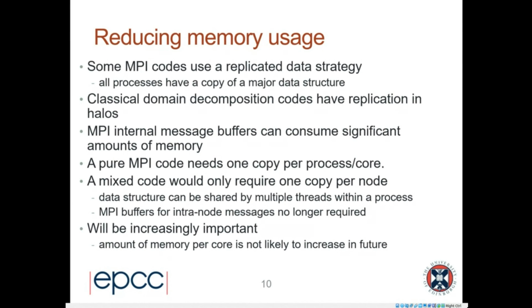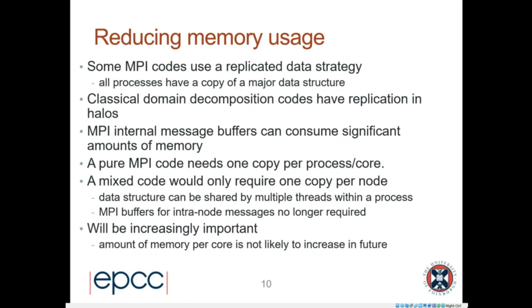That could consume significant amounts of memory. Pure MPI code needs one copy per process or core, but a mixed code, a hybrid MPI+OpenMP, would only require one copy per node. The data structure can be shared by multiple threads within a process. That means you also don't need any buffers for intranode messages. They're no longer required, because you don't need to send data on a node, it's accessible.